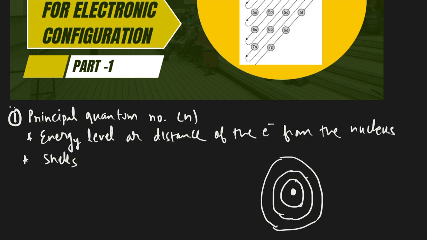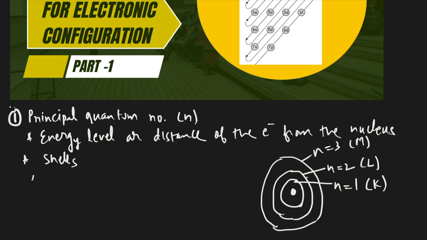If N is 1, this represents 1, this represents 2, this represents 3. So if it is present in this shell, that means the principal quantum number is 3. And there is a particular name for this as well. When N is 1, this is called the K shell. When N is 2, this is called L. When N is 3, this is called M. When N is 4, that is called N.